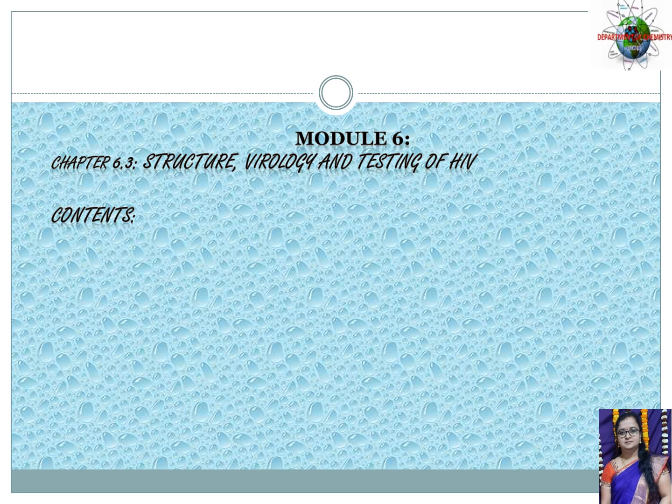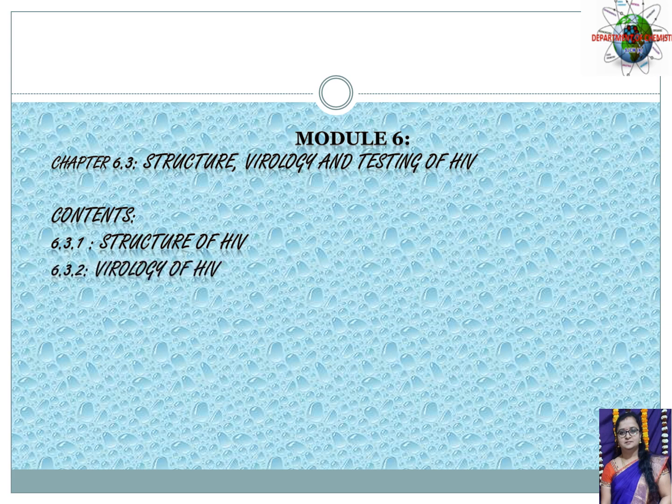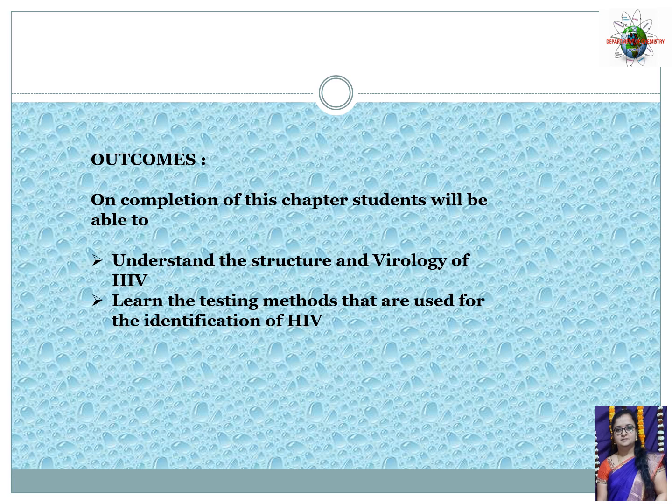Module 6, Chapter 6.3 deals with the structure, virology, and testing of HIV. The contents of this chapter are: 6.3.1 deals with the structure of HIV, 6.3.2 deals with the virology of HIV, and 6.3.3 deals with the testing for HIV. The outcomes of this chapter are to understand the structure and virology of HIV, and learn the testing methods that are used for the identification of HIV.